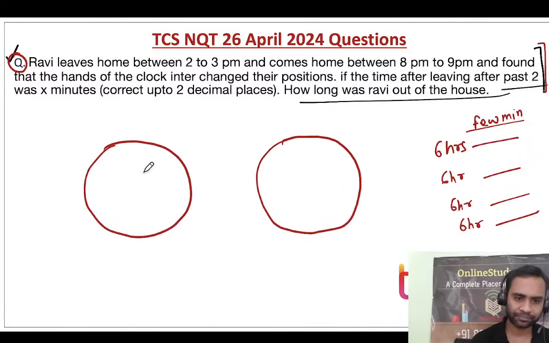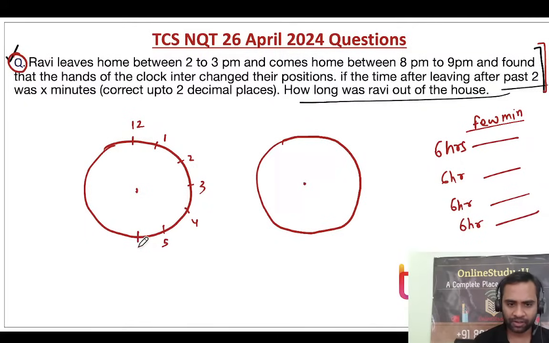Okay. Fine. So here now, this will be nothing but 12, 1, 2. This is a little tricky problem, not straightforward. 5, 6, 7, 8, 9, and this will be 10, 11, 12. So suppose 2 to 3 p.m. means your minute hand will be here, okay, right? And your hour hand, put it anywhere, okay? So let's put it here.